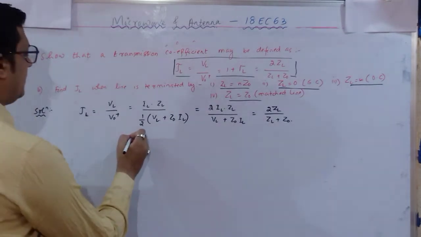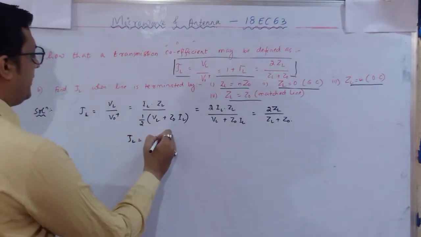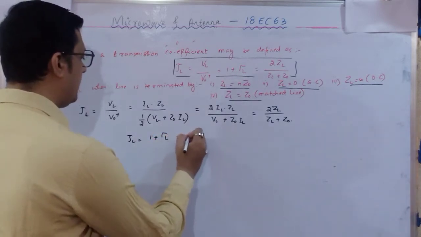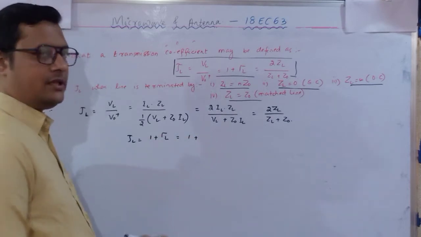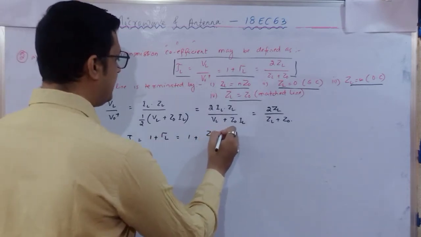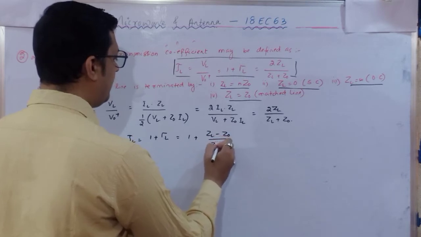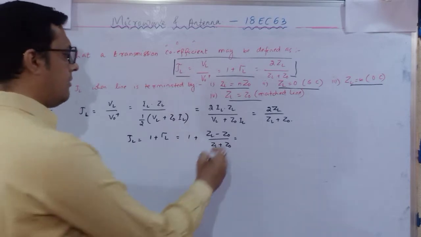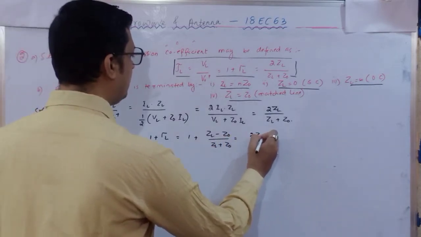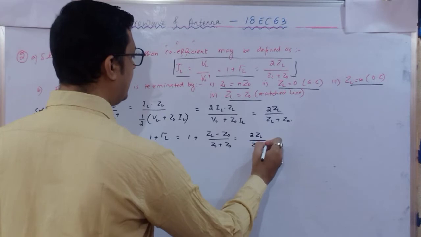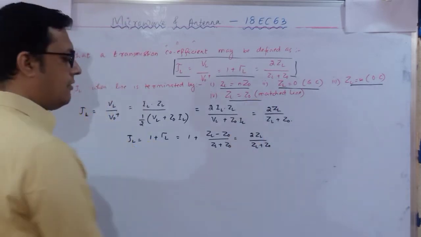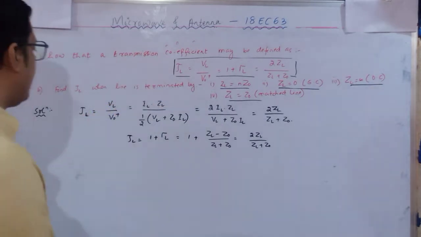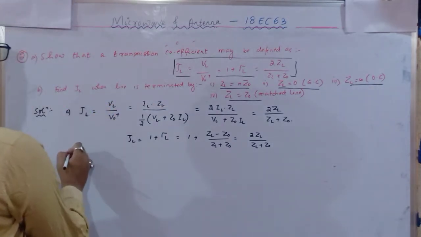One more method, transmission coefficient is 1 plus reflection coefficient at the load. So 1 plus reflection coefficient at the load, we have ZL minus Z0 divided by ZL plus Z0. You have to take this numerator part, so you will get 2ZL divided by ZL plus Z0. So both are same or not? Yes, both are same. So that means this is the first proof. Okay. So this is called as our transmission coefficient.